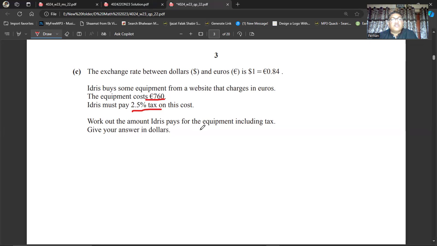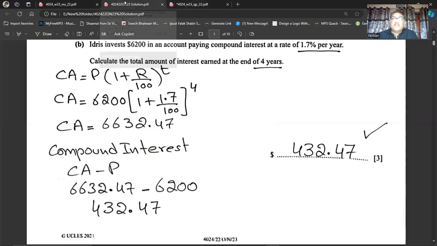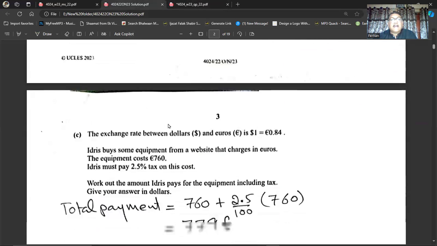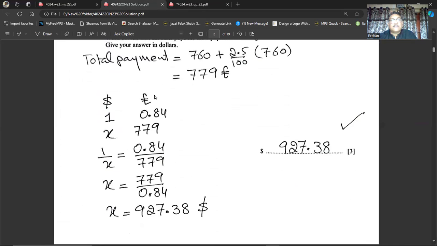Work out the amount that Adris pays for the equipment, including the tax. Give your answer in dollars. So we have to find out how much money they have to pay. They have to basically pay 760 euros plus 2.5% on this cost. So a very simple, straightforward question we have here, and here you go. Let me reduce the size so you can see the whole thing.